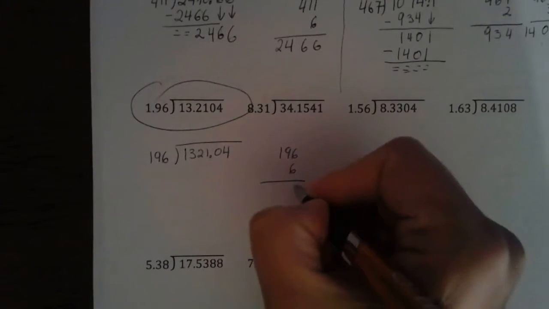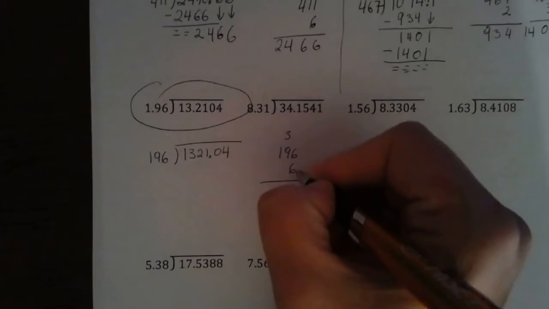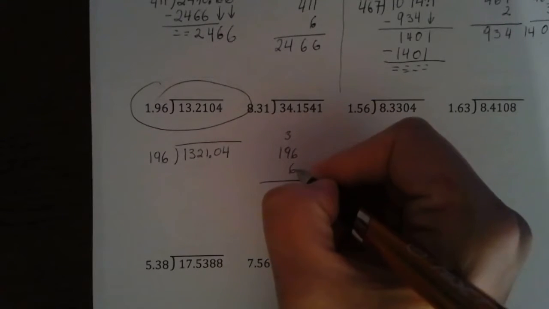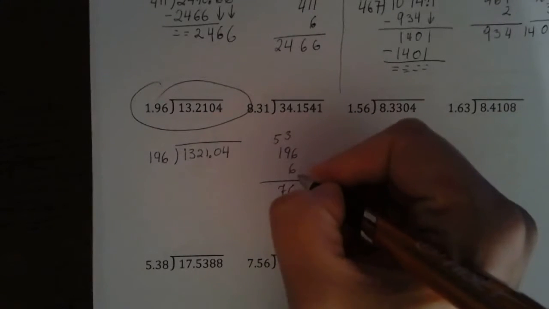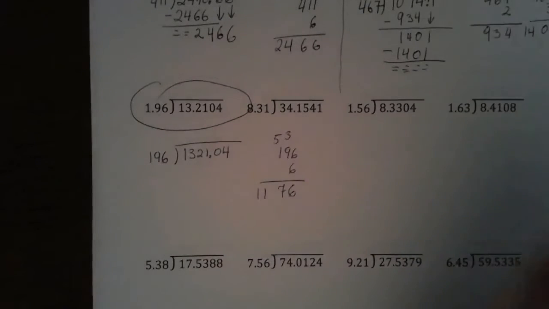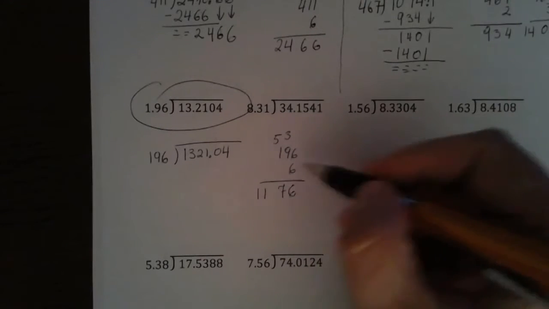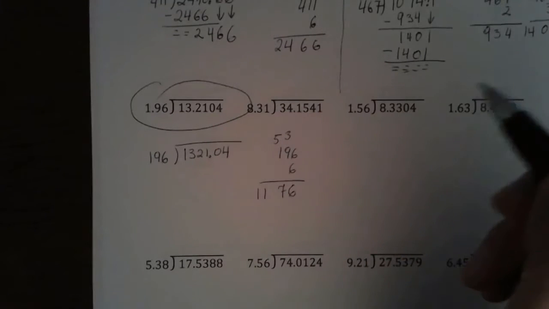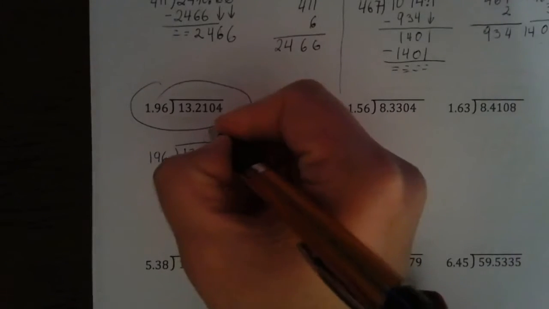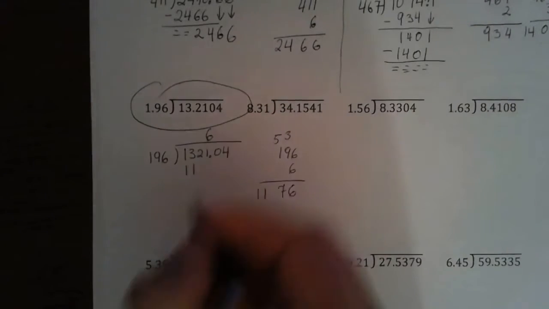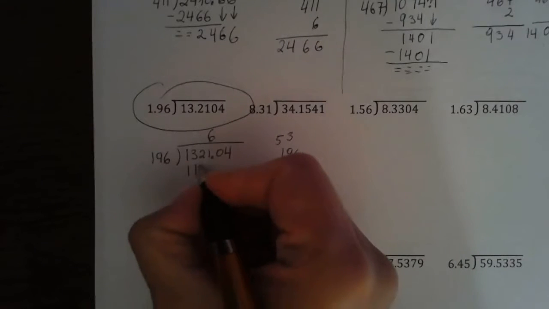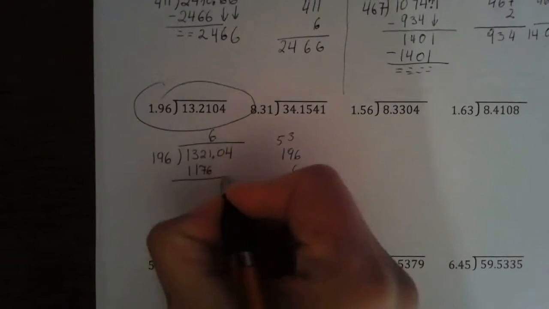6 times 6, 36. 9 times 6, 54, plus 3 is 57. 1 times 6 is 6, plus 5 is 1,176. And that's probably all I can do, because after that it will take me a little bit over it. So that's 6, and that's 1,100. Hopefully you can see it. 76. I'm going to subtract.